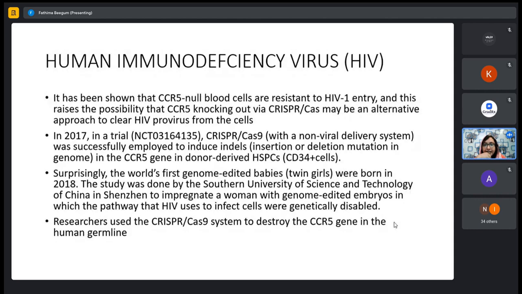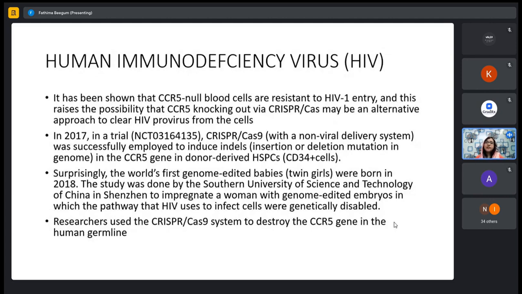resistant to HIV entry. So scientists have developed CCR5 knockout CRISPR-Cas as an alternative to clear HIV virus. Then in 2017, a trial was conducted with a non-viral delivery, and it was successfully employed to induce indels. Indels means insertion or deletion mutation in the genome from this progenitor cell, stem cells.